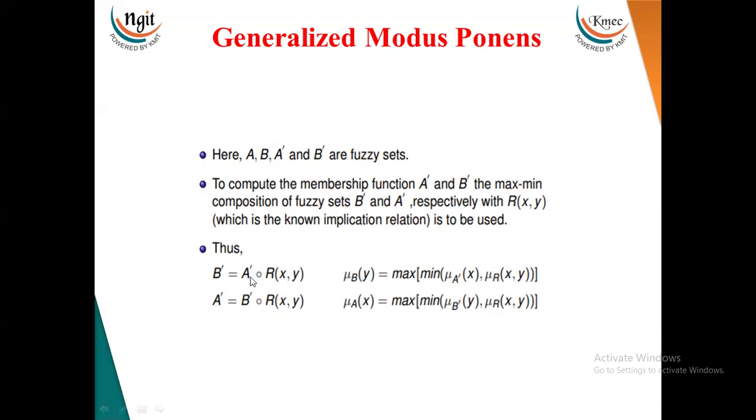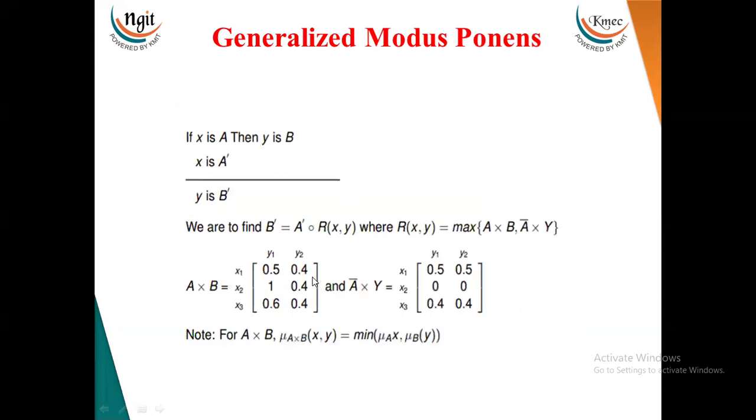B dash equal to A dash circle of R comma, mu B of y equal to, first we have to calculate the minimum of mu A complement of x comma mu R of x comma y. So from A and each relation you have to calculate the minimum, and out of those minimum values you have to find the maximum value. So this will be the result.